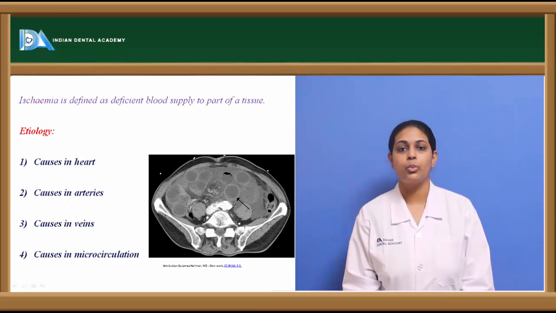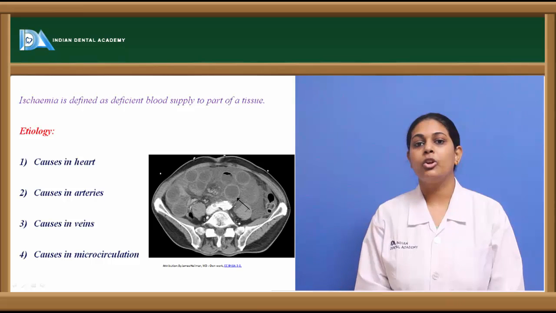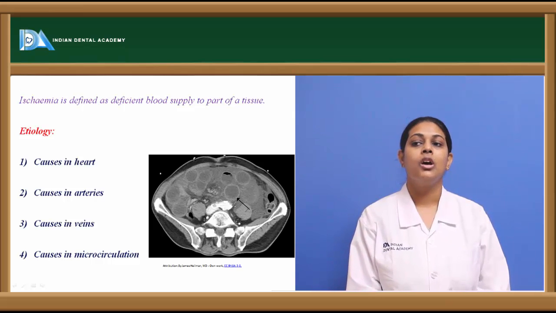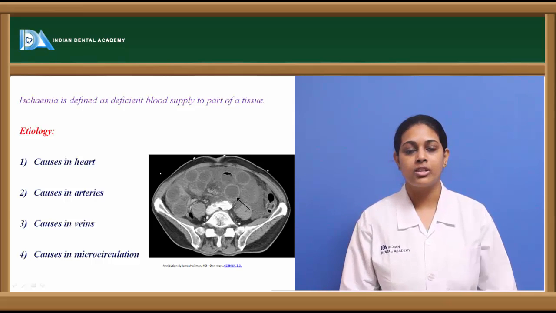Coming to the causes in the veins, similarly within the lumen of the veins, in cases of cavernous sinus thrombosis or any thrombosis, this could also be one of the reasons for ischemia to occur.